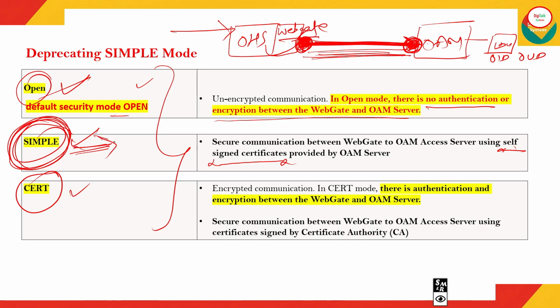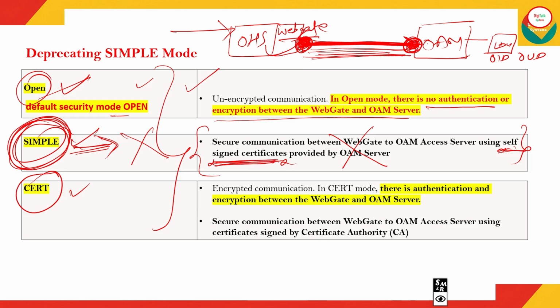In this simple mode, the encryption was done by the self-signed certificate provided by Oracle, and those certificates expired a couple of months back. So now this simple mode is completely deprecated. We will not have any simple mode where the communication between your WebGate and OAM is happening with the help of the Oracle-provided self-signed certificate. This is completely deprecated.